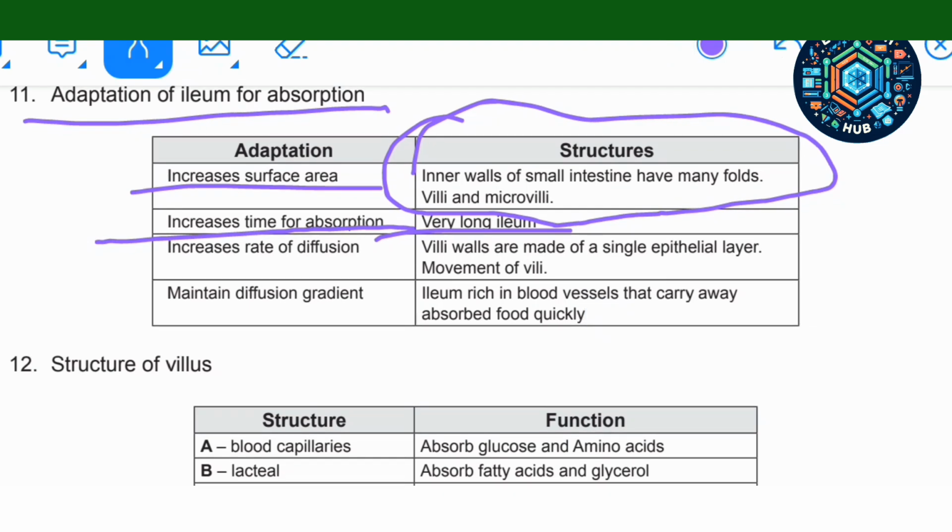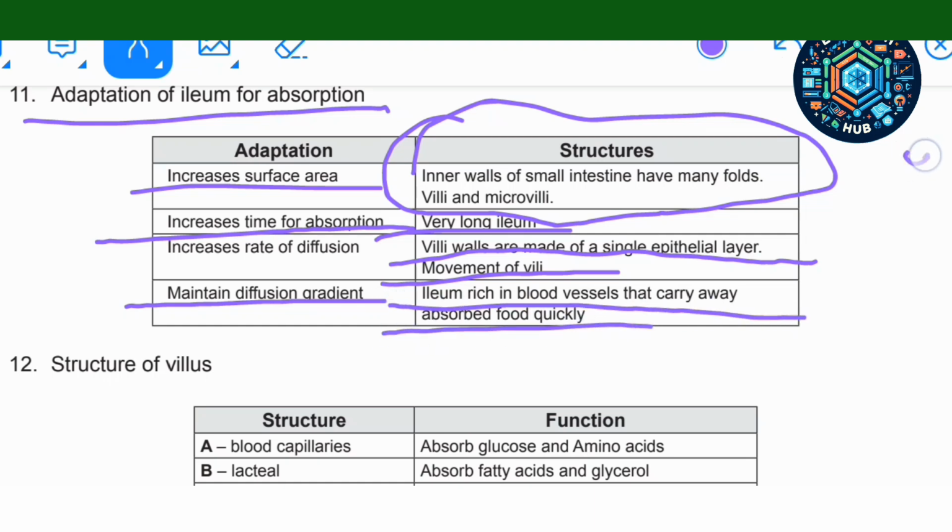Then there is increased rate of diffusion. The villi walls are made of single epithelial tissues. The villi will help to absorb the nutrients from the food, and there is maintenance of diffusion gradients. Ileum is rich in blood vessels that carry away absorbed food quickly. Okay, diffusion gradient is actually high concentration to low concentration.